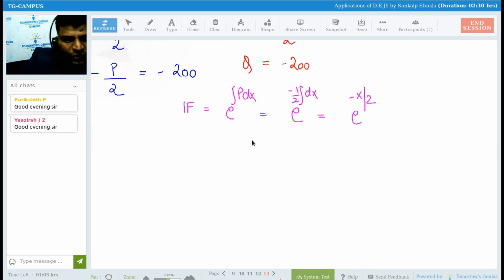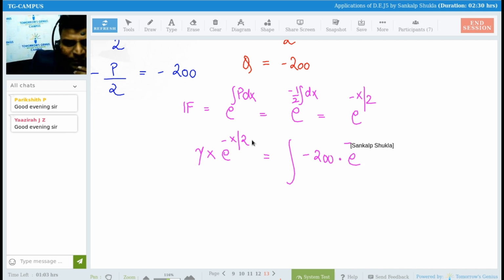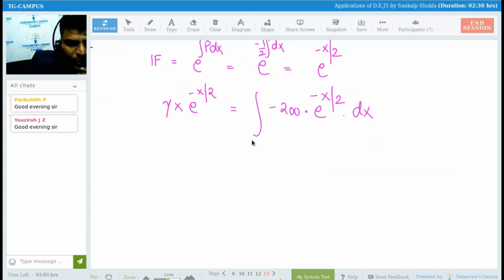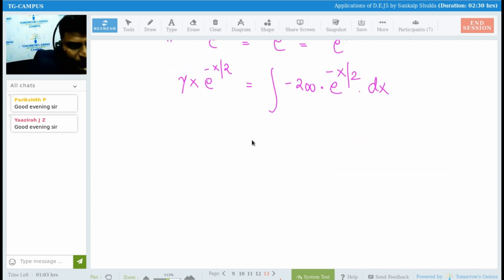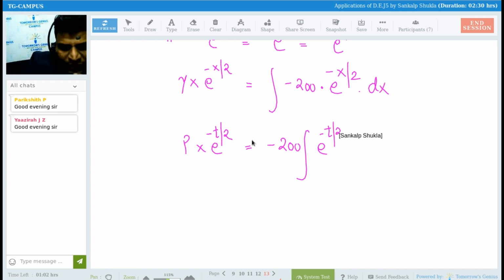And now the solution. y into IF, that is e raised to the power minus x by 2, is equal to integration of q. Q is minus 200, so minus 200 multiplied by e raised to the power minus x by 2 dx. We should replace our y and x with p and t, right? So p into e raised to the power minus t by 2 is equal to minus 200, which can be taken out, times e raised to the power minus t by 2 dt.